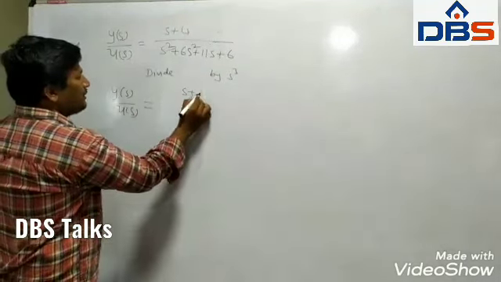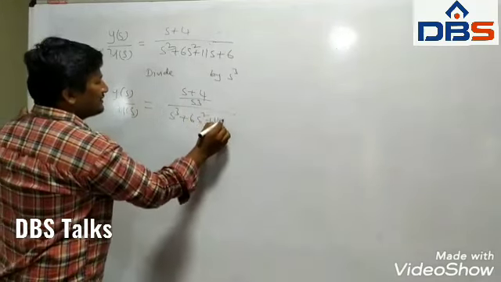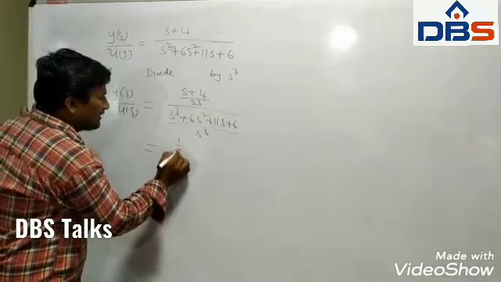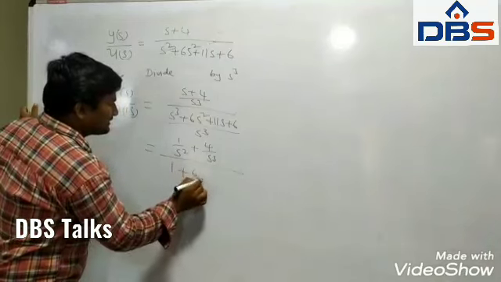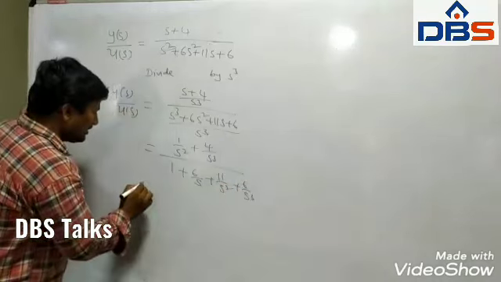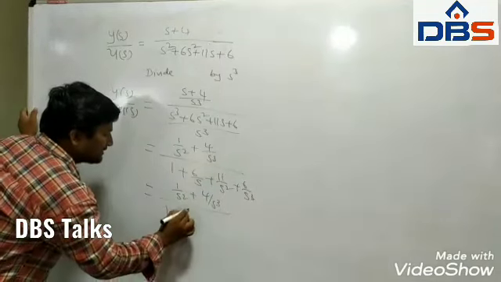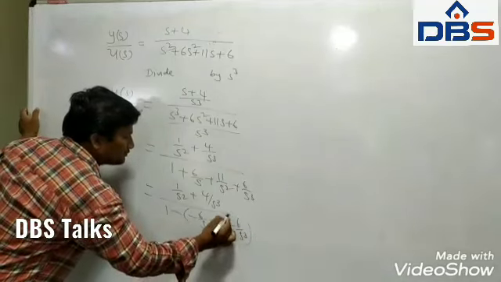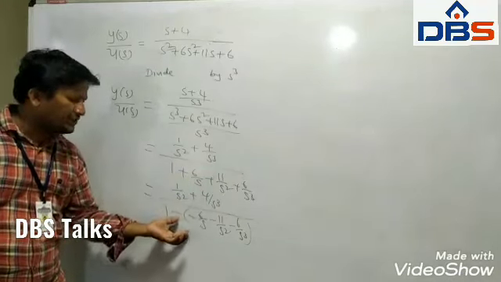So that is (s plus 4) by s cube divided by (s cube plus 6s square plus 11s plus 6) by s cube. Therefore that is equal to (1 by s square plus 4 by s cube) divided by (1 plus 6 by s plus 11 by s square plus 6 by s cube), and the denominator will be reformed as 1 minus (minus 6 by s minus 11 by s square minus 6 by s cube).